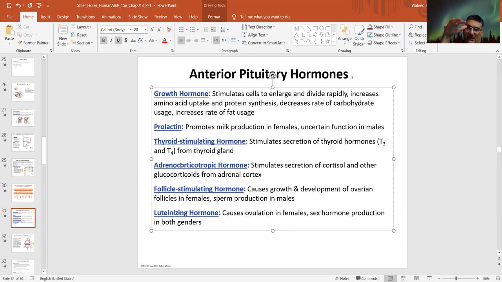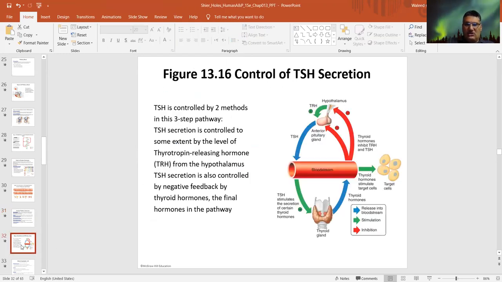Are you talking about the cortex or the inside, the medulla? The cortex. So what should I call it? Cortico, and what's the action? Tropic. Tropic or trophic means stimulate. So always try to understand the meaning, the translation.